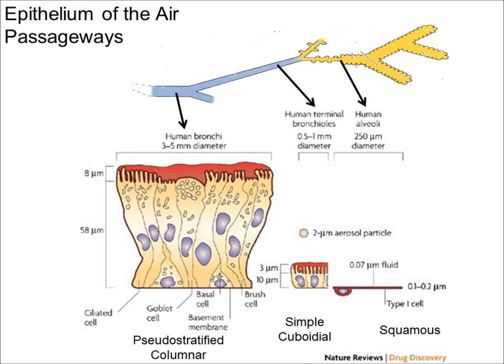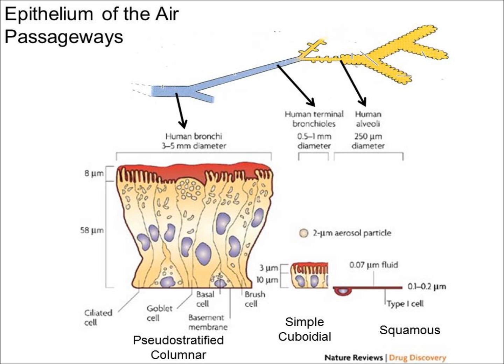Now, the nature of the epithelium that lines the air passageways changes as it undergoes this branching. In particular, it gets thinner. The epithelium lining the bronchi is classified as pseudostratified columnar with cilia and goblet cells. Remember that pseudostratified means that while all the cells rest on the basement membrane, not all of them reach the free surface. However, the epithelium lining the bronchioles transitions from pseudostratified columnar to simple cuboidal.